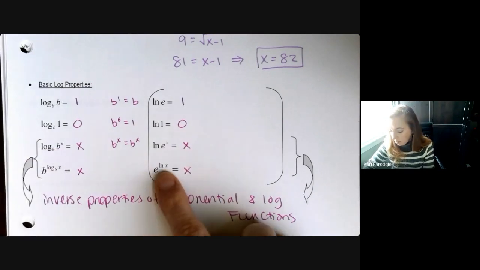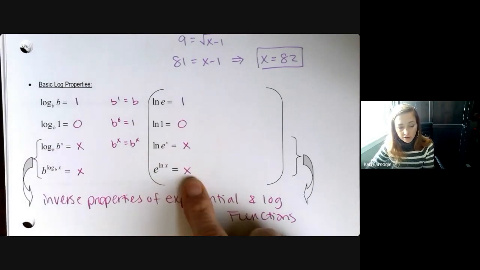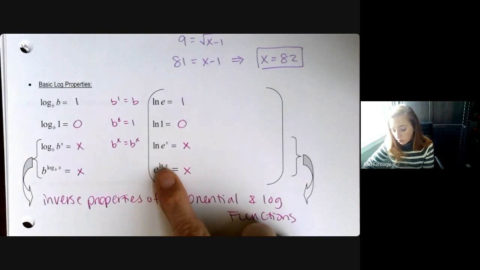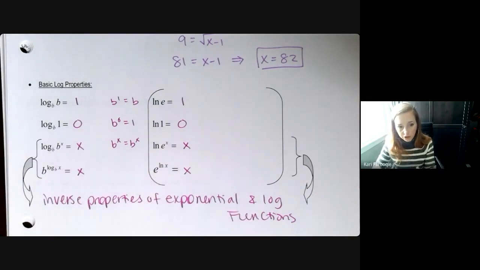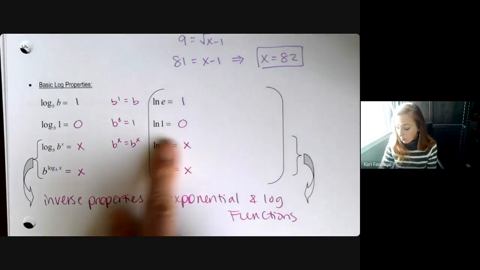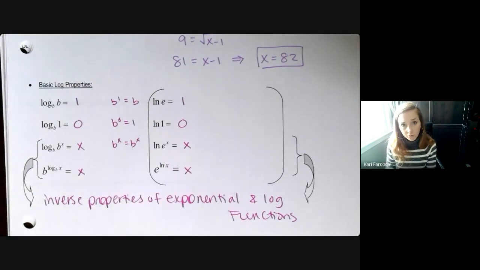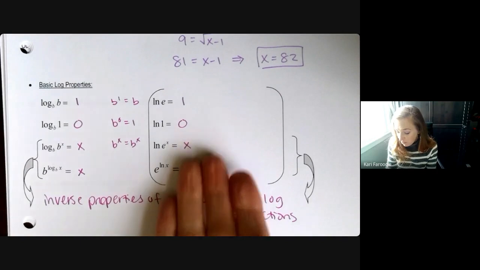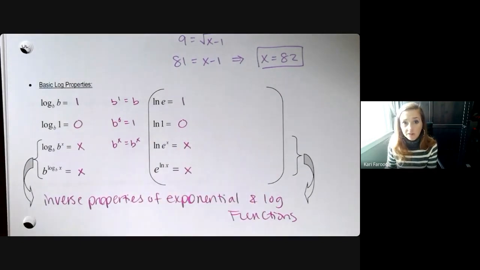But e to the natural log of x is x. So again, you take e to a log and they sort of undo each other, and all you have left here is this x. This is going to be really important to us when we start to solve these exponential and log equations. And when we're talking about finding critical numbers, let's say you get to a derivative, you have to set one of these equal to 0. You're going to need to use these properties to be able to solve those equations.